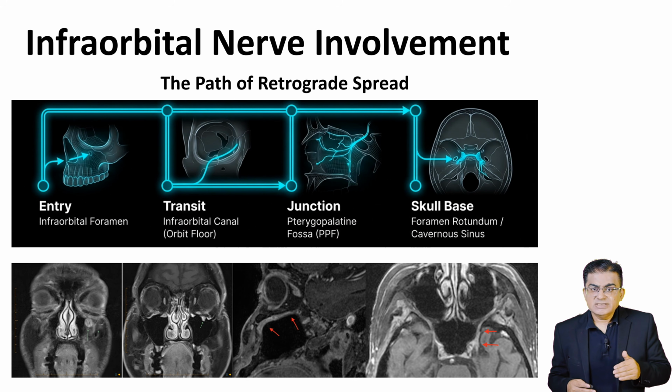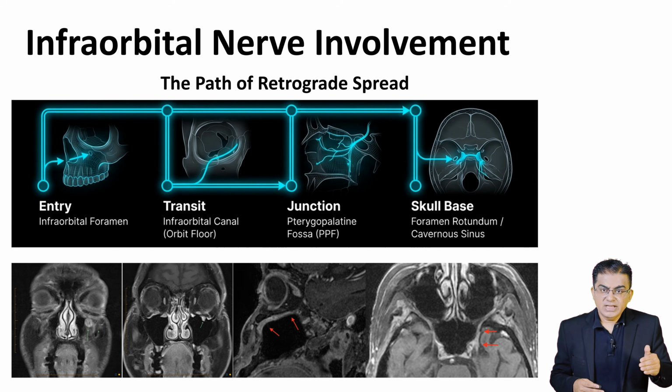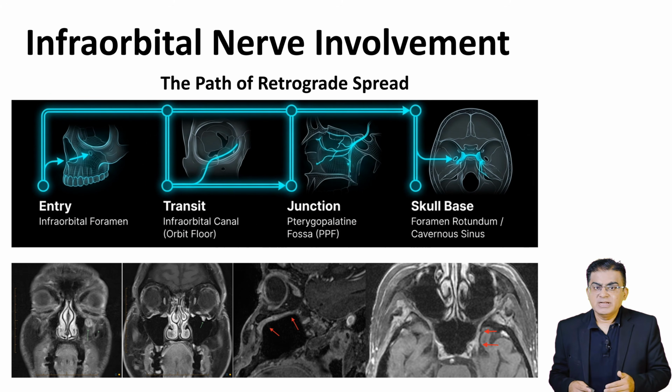The tumor marches backward along the main trunk of V2 nerve, passing through the foramen rotundum and ultimately plunging directly into the cavernous sinus and Meckel's cave. What is the ultimate result if the cancer reaches this final toll booth? It becomes a T4B. And the result is certain death of your patient due to massive local progression.